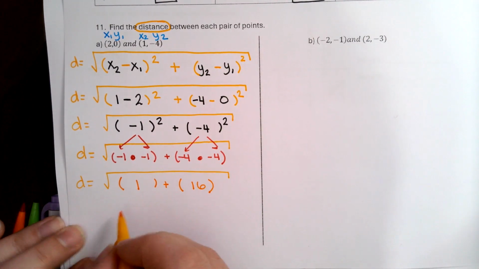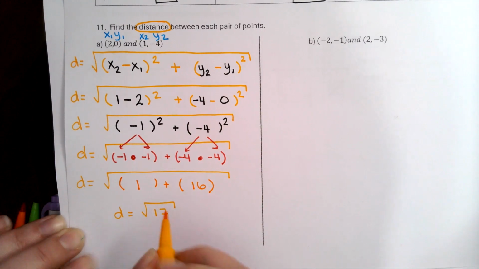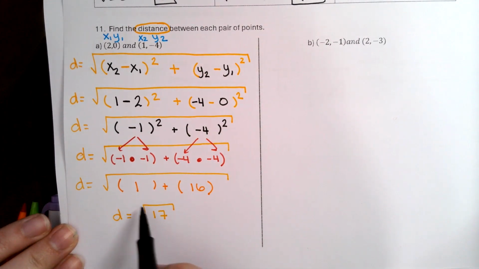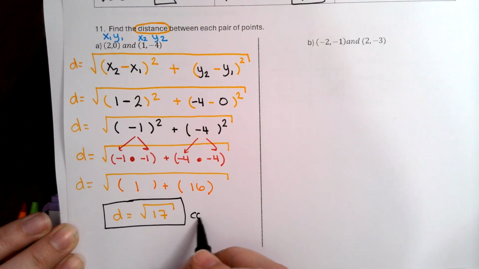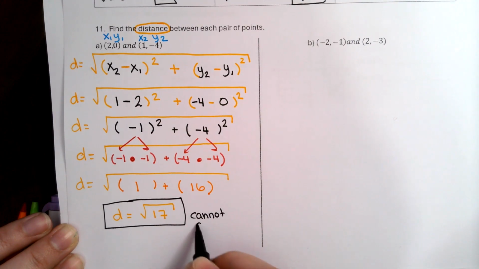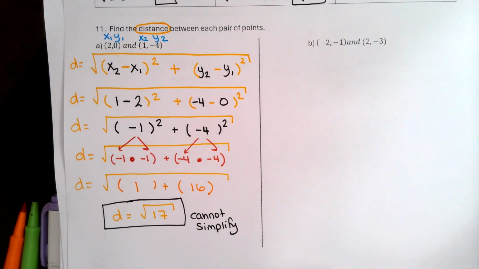Okay, 1 plus 16 is 17. And this is again on your memorization sheet, where 17 cannot be simplified. So we just leave it as the square root of 17 and we're done.